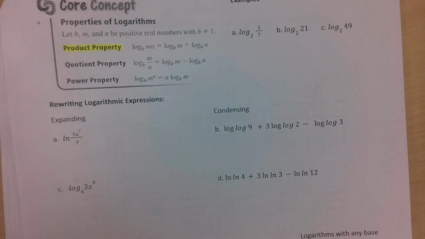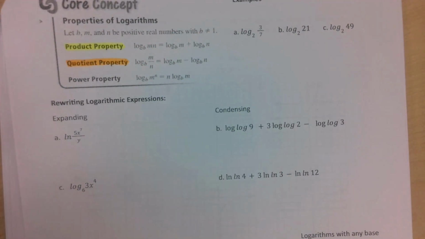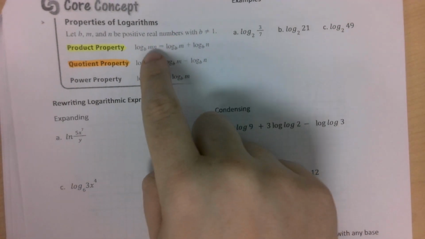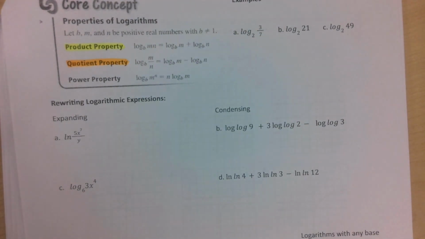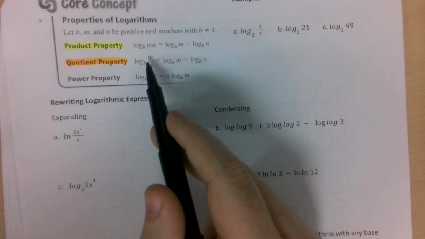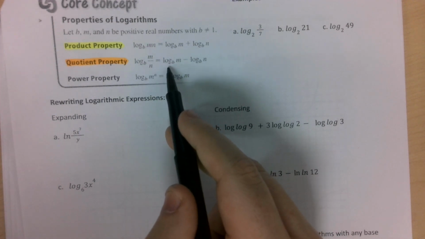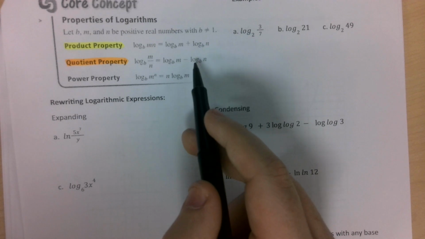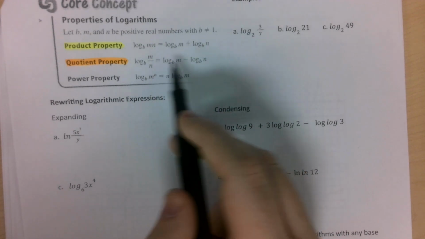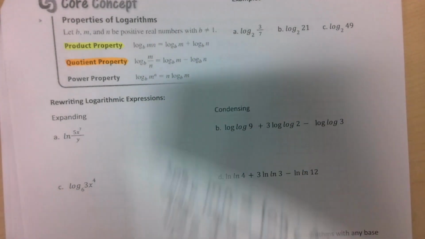So that's the product property. The quotient property is very, very similar. In fact, the quotient property is basically the same thing. It's just instead of m and n being multiplied, it's what you use if m and n are being divided. And the rule is, you can simplify it or expand it as log base b of m minus log base b of n. Numerator first, then denominator.